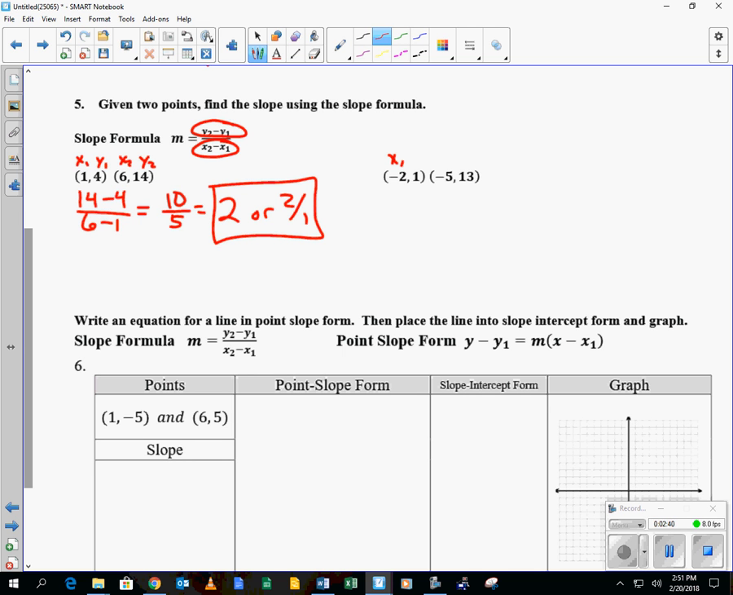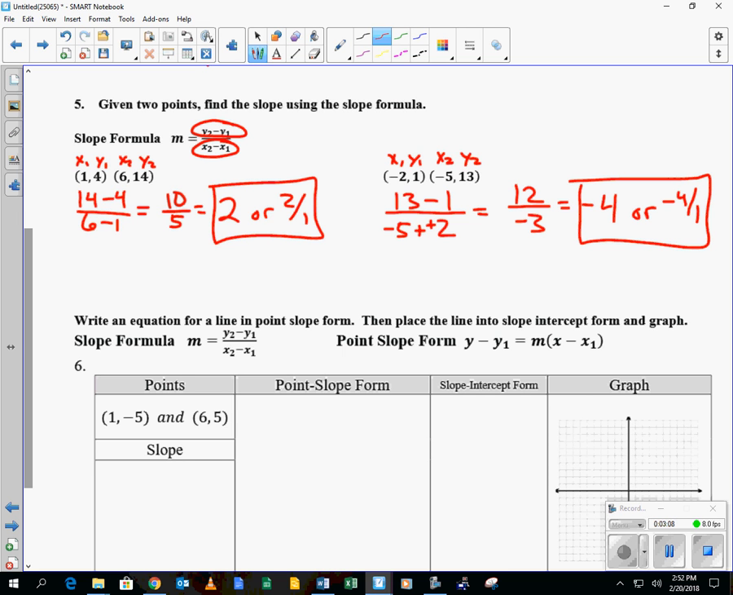Next one, we have x1, y1, x2, y2. We do 13 minus 1 over -5 minus -2. A little bit more challenging. 13 minus 1, 12. -5 minus the -2, I add the opposite. And -5 plus 2 is -3. We get -4. Or you could write -4/1. Okay, there's a couple of your problems so far.